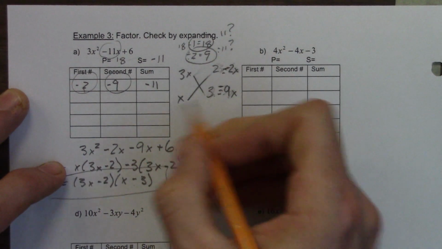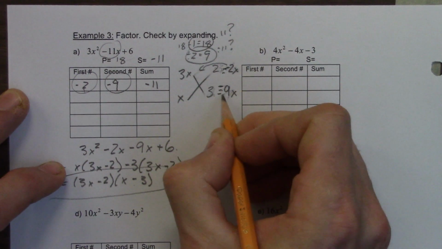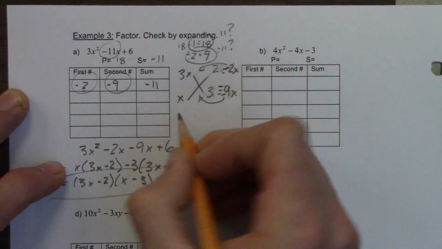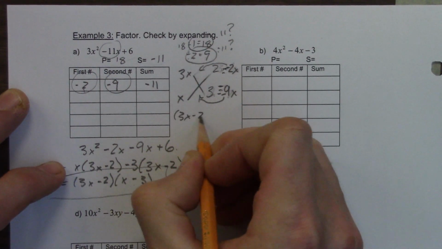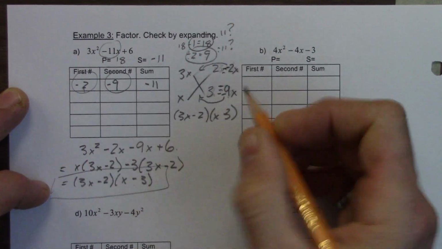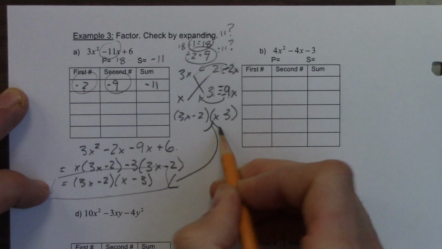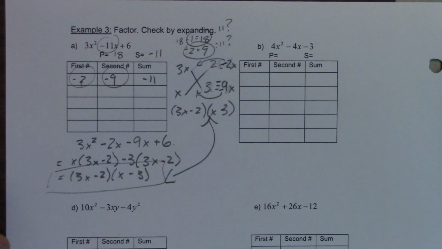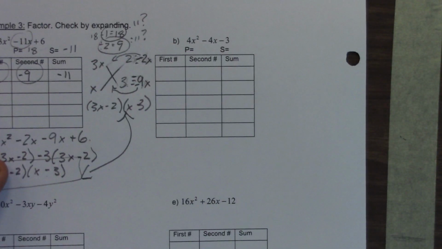Okay, so now we know I can take that negative, put it here, take this negative, put it here, and you get 3x minus 2, and you get x minus 3. And this is the same as this. So you guys decide which one you prefer. I'm teaching you both here. Okay? Let's go to the next one.